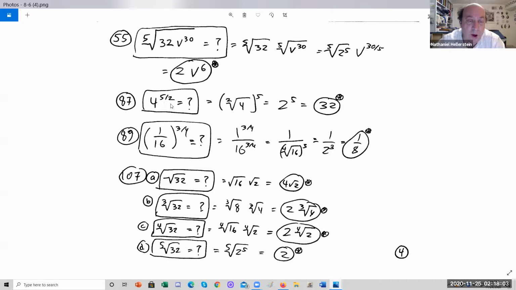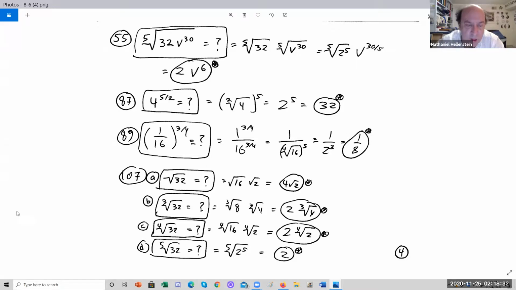4 to the 5 halves power. Well, it's the fifth power of the square root of 4. So that's 2 to the fifth, or once again, 32. Now 1/16 to the 3/4 power. So 1 to the 3/4 over 16 to the 3/4. Any power of 1 is 1. 16 to the 3/4: well, it's the cube of the fourth root of 16. 16 is 2 to the fourth, so the inside is a 2. 2 to the third power. 1 over 2 cubed is 1/8.